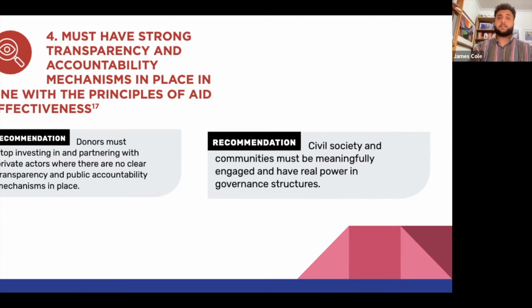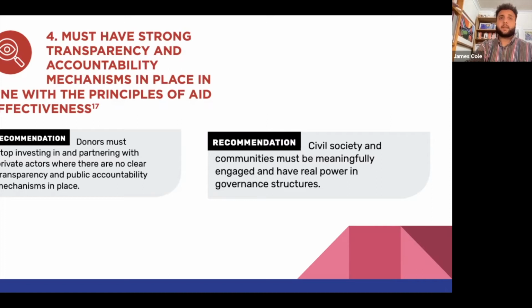And there are numerous examples of how PPP contracts are often locked away from public scrutiny and democratic accountability, despite the huge fiscal implications for the nations entering into these partnerships. So as we'll be discussing shortly within Denis' presentation, looking specifically at PPPs, we want to see donors stop investing in and partnering with private actors when there are no clear transparency and public accountability mechanisms in place.